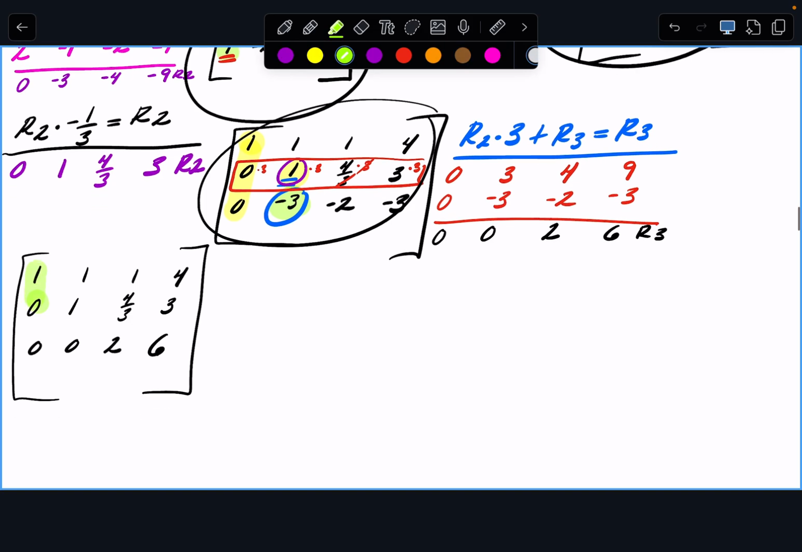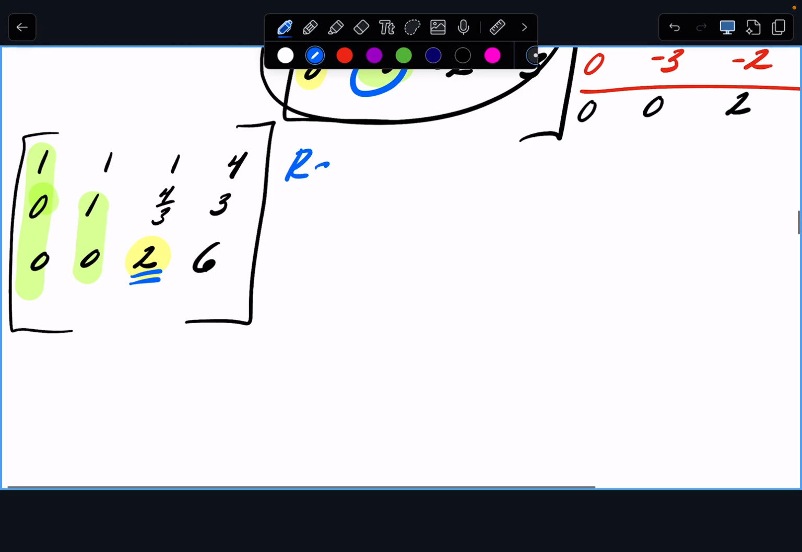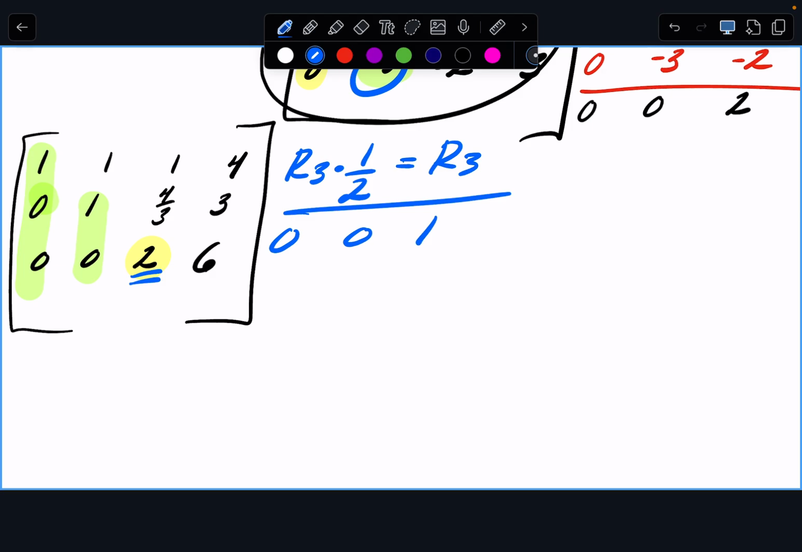We got a 1, 0's below. We now need a 1 in this position, and we only get 1s by timesing by constants. So what are we going to times row 3 by? 1/2, and that'll equal our new row 3. So that'll be 0, 0, 1, 3. If I times it by 1/2, true?